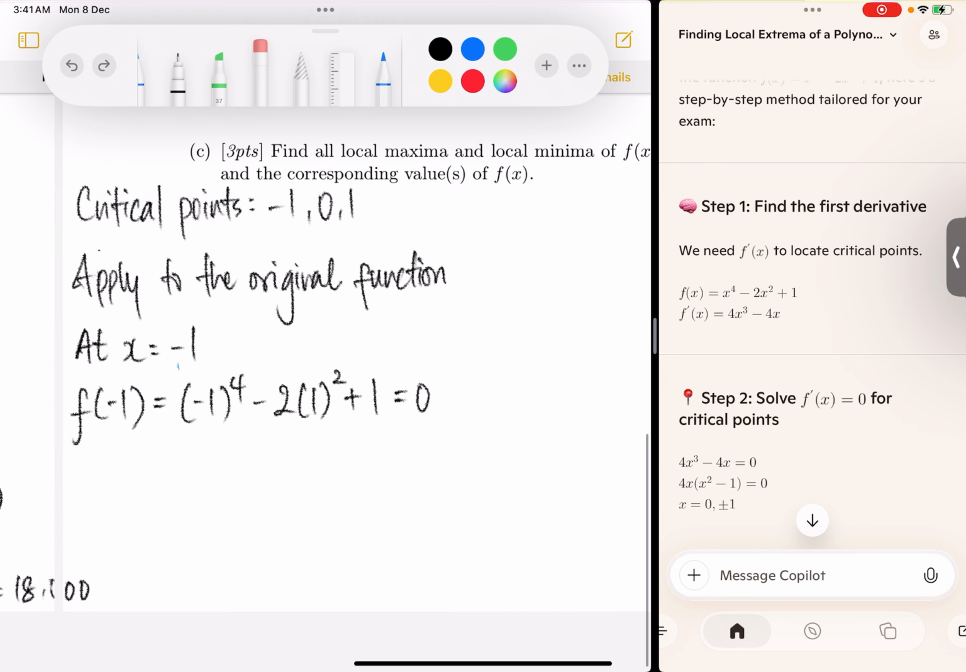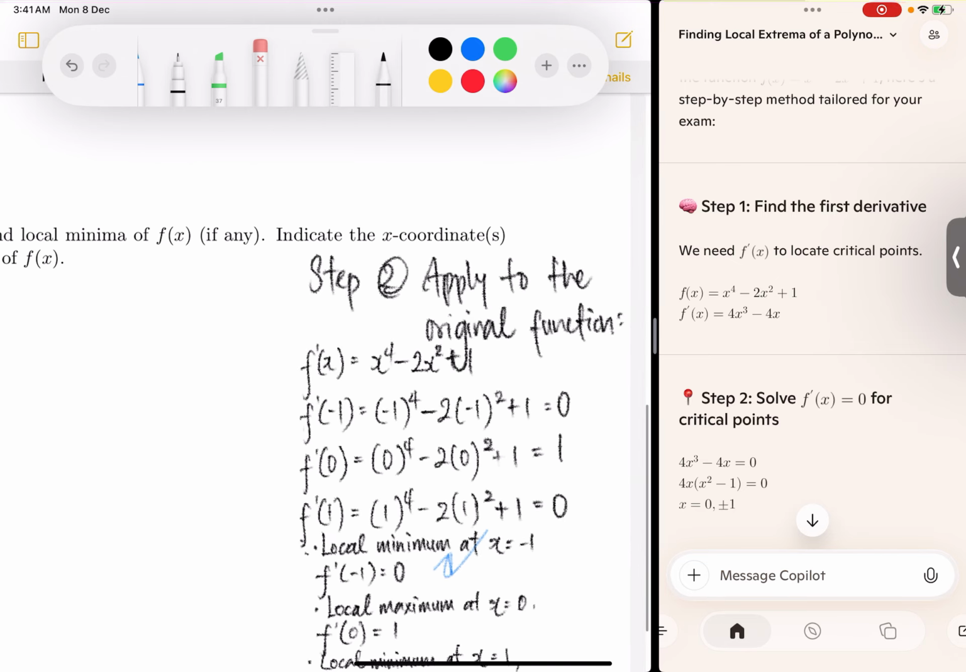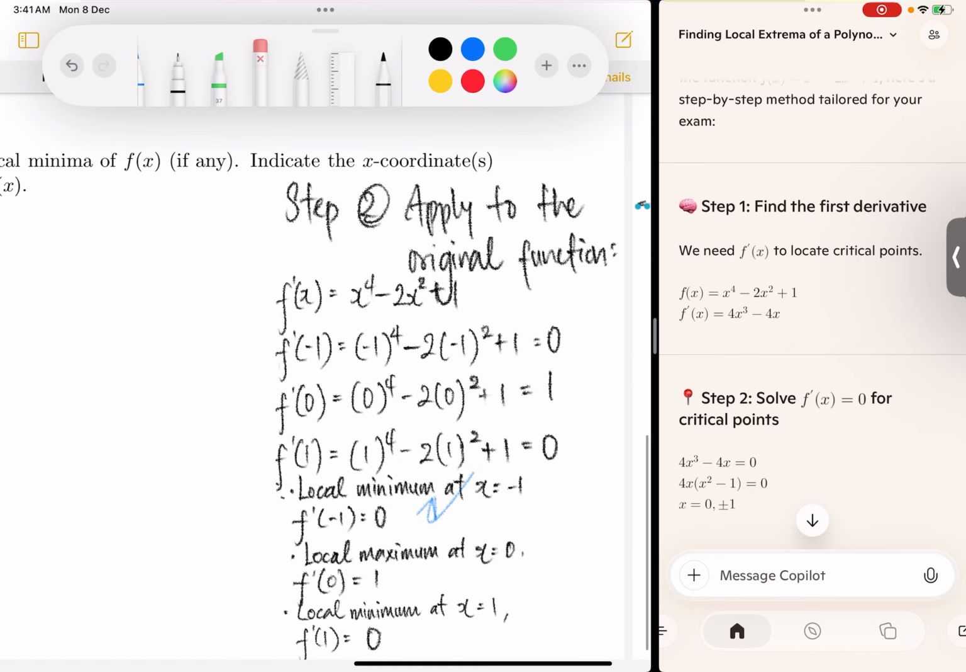Okay, let's try this all together again. One more time. Let's try this. So negative 1 times -1 times -1 times -1. -1 times -1 becomes 1, times -1 becomes -1 again, times -1 becomes 1 once again. So this is 1. This becomes 1 minus 2 plus 1. It becomes 0. Yeah, this becomes 0. So -1 becomes local minimum.